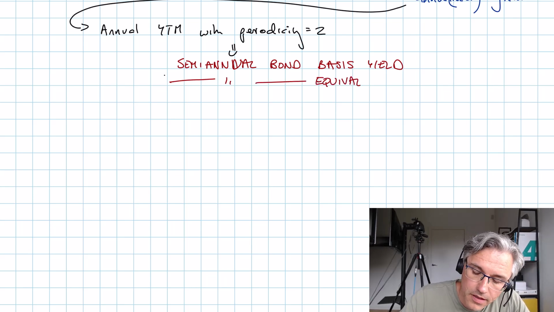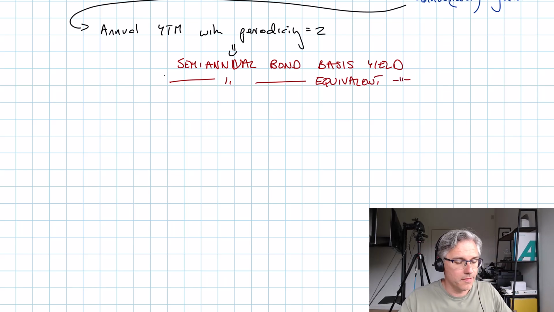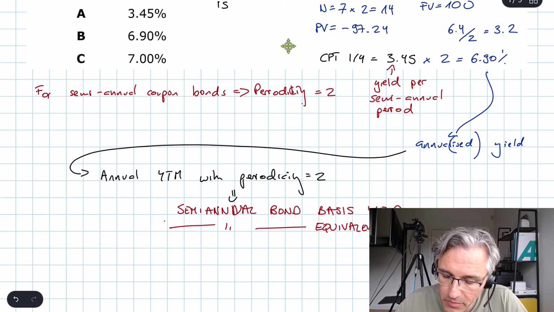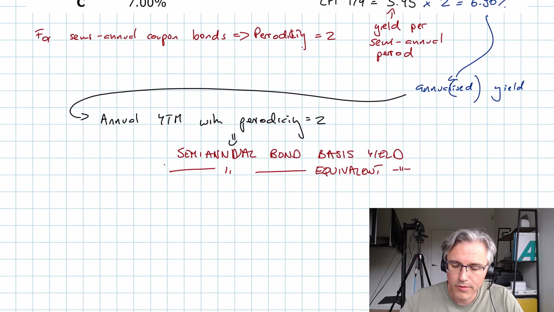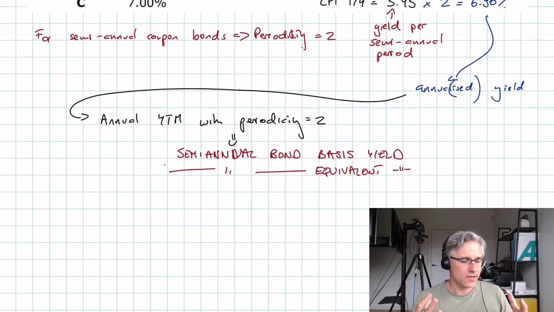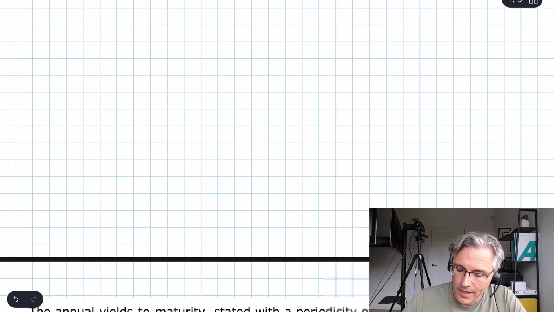Please be aware of these names. Your book does stress them as being quite important, to understand what they mean by this. So it's an annual yield which you compute by taking what you computed for a 6-month period, the semi-annual yield, and multiplying that by 2. Right, that's the first question.